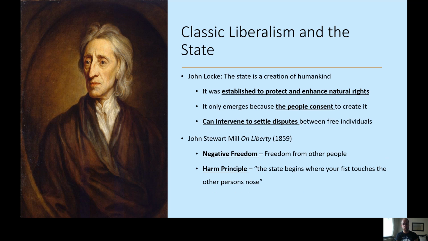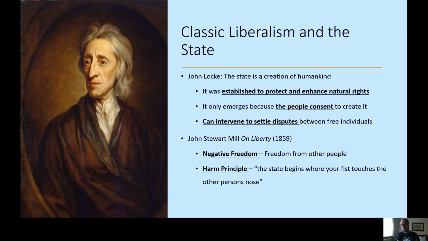Now, classic liberals have a rather unique conception of the state, and one that has been used in political rhetoric but hasn't necessarily been enacted to its full extreme. So for John Locke, he argued that the state is a creation of humankind that occurred after the state of nature that he described in the earlier slide. So Locke argues that the state or government was established to protect and enhance natural rights, so the natural rights that we are given in the state of nature, which include the right to own property.